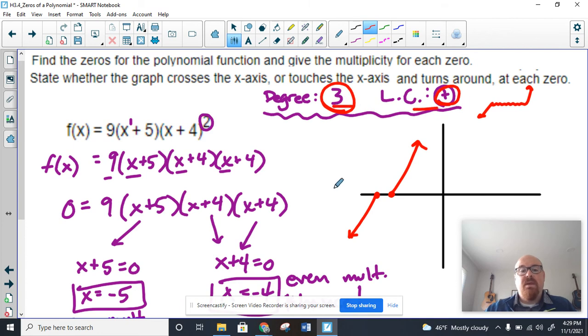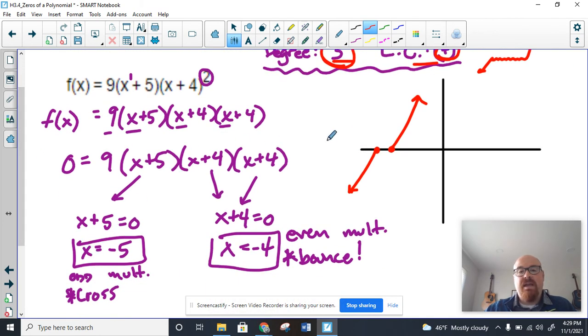Now, when we talk about the graph crossing at negative 5, that was this zero right here. The graph is going to cross at that point. But at some point, it has to turn back down and come and hit this negative 4. So I'm going to have to bring it back down and hit negative 4. Now, on the right side of negative 4, I know that it has to go up and to the right, and we know that it has to bounce. So we're probably looking at a graph that looks something like this. Okay, that's using degree, leading coefficient, the x-intercepts or the zeros, and their multiplicity to come up with a sketch of what this polynomial function looks like.